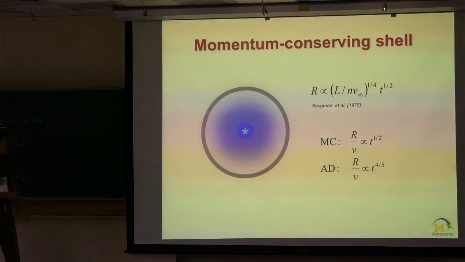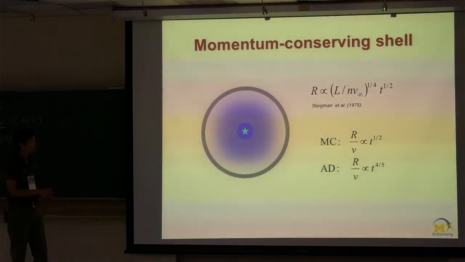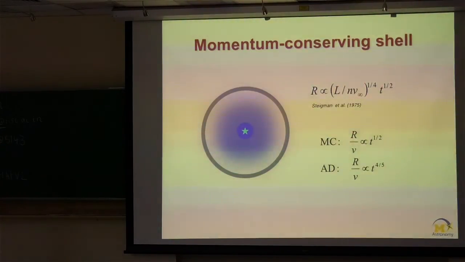And then that evolution is not that different from what you get for the adiabatic model, which evolves as time to the 3/5 power. So perhaps one diagnostic that might be nice to look at is the ratio of the radius to the expansion velocity as a function of time. So for the momentum conserving evolution, it goes as time to the 1/2. For the adiabatic shell, it goes as time to the 4/5. So that ratio will actually grow faster for the adiabatic model.